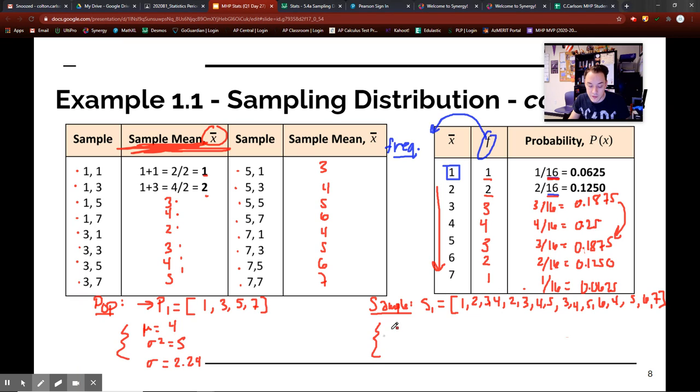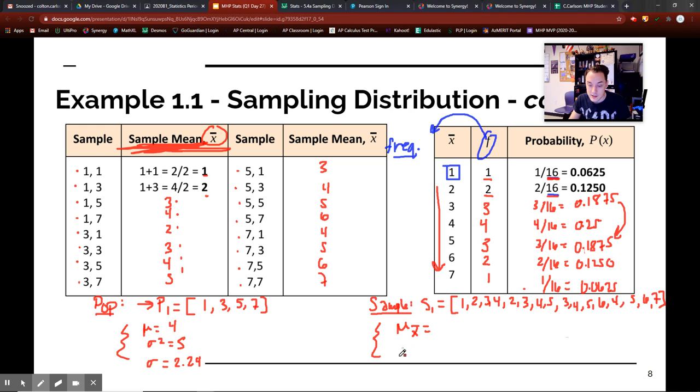Now, what we want to find is this. What is my sample mean of my sample means? Okay, what is the mean of my sample means? Okay, that's what it's saying. What is the mean of my sample means right here?